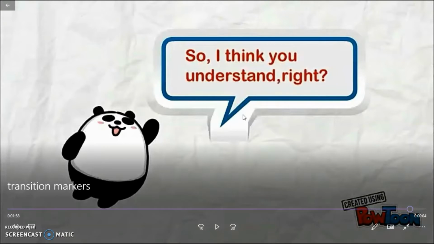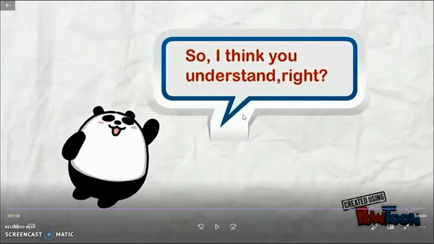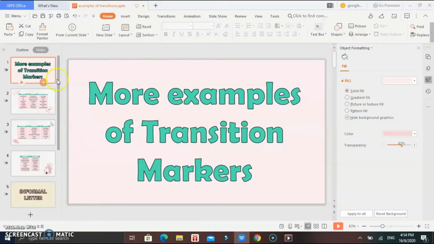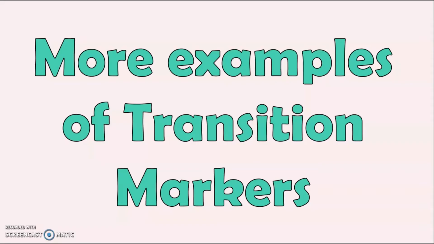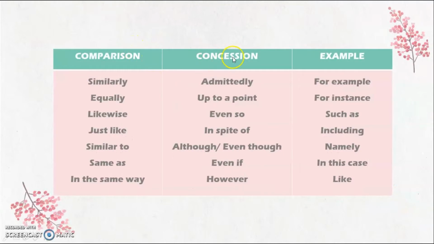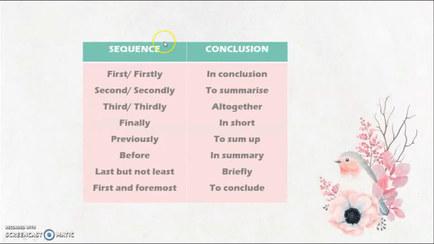Alright students, so that's it for the video. I hope you understand because it also includes some examples, right? So I want to show you some more examples of the transition markers right here. So we have addition, contrast, cause and effect, comparison, concession, example, and sequence and conclusion.